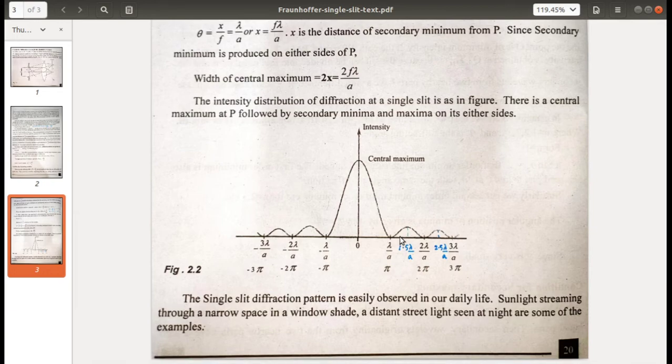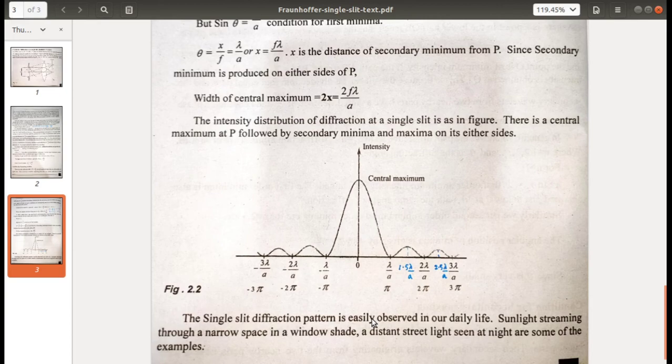This is the Fraunhofer diffraction. The single slit diffraction pattern is easily observed in your daily life. Sunlight streaming through the narrow space in a window shade, or a distant street light seen at night, are some of the examples. So these are the examples from daily life. So this is about Fraunhofer diffraction at a single slit. Okay, thank you.